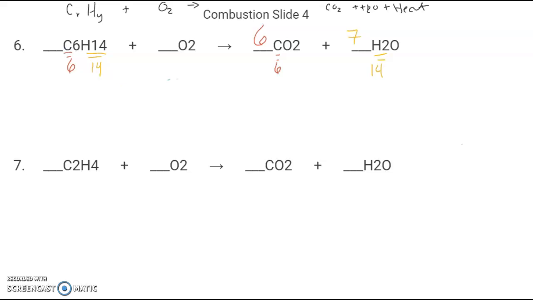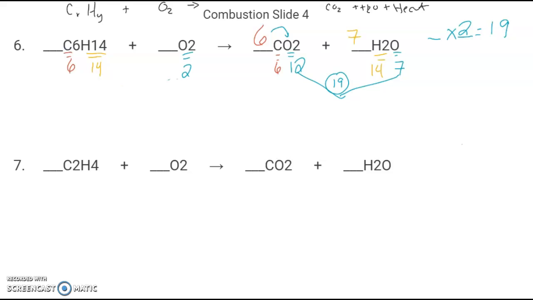For our oxygen, we have 2. We have 6 times 2 in CO2 to make 12, and we have 7 times 1 to make 7. So we have 19 oxygen on our product side. And we have to think to ourselves, okay, I have 19 and 2. What can I do to make those balanced? Since our 2 is smaller, we can say, okay, what times 2 is going to give me 19?